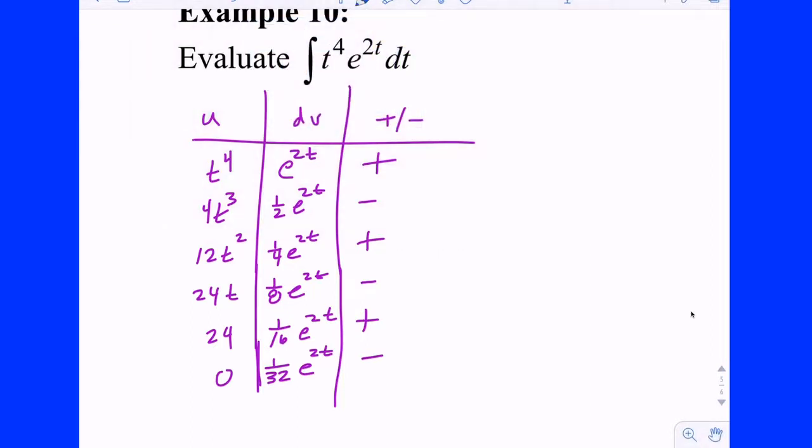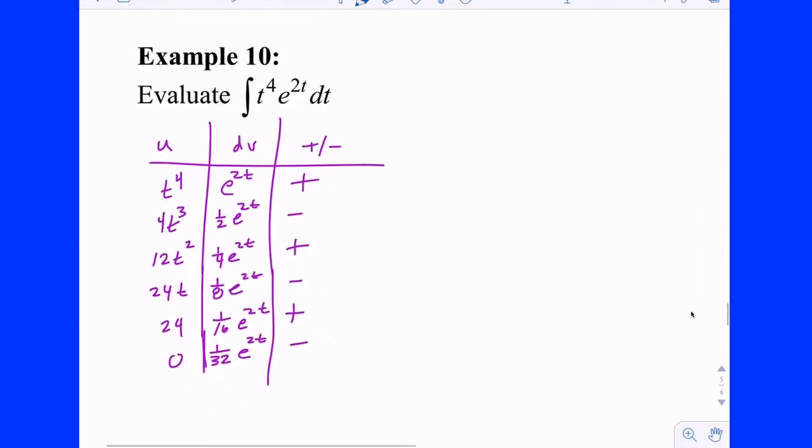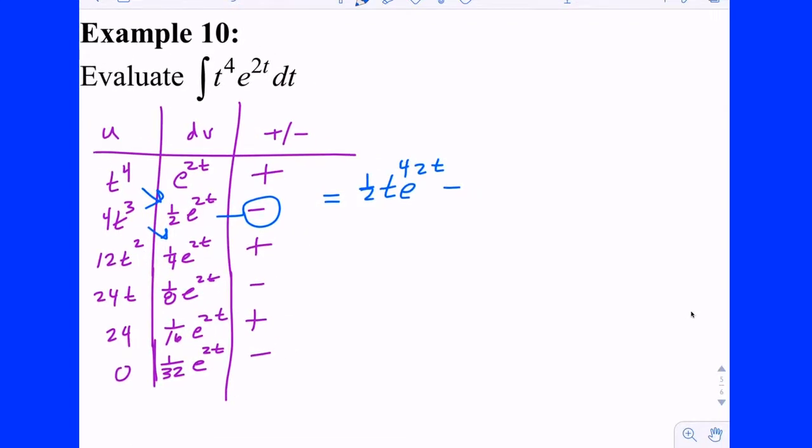Now we're ready to expand it out. Go right here off to the side. It equals the first product along the diagonal is 1/2 t to the 4th e to the 2t. We're going to clean this one up as we go as well. Pick up the sign of the next term, which is minus. The next product is 4t cubed times 1/4, which means it's just t cubed e to the 2t. Pick up the sign of the next term, it's plus.